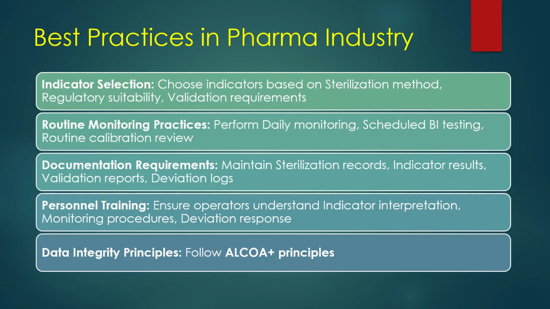Best practices in the pharmaceutical industry include selecting indicators based on the sterilization method, regulatory requirements, and validation needs. Routine monitoring should involve daily checks, scheduled biological indicator testing, and regular calibration reviews. Proper documentation of sterilization records, indicator results, validation reports, and deviation logs is essential for compliance. Personnel should be trained in indicator interpretation, monitoring procedures, and deviation handling while ensuring adherence to ALCOA plus data integrity principles.